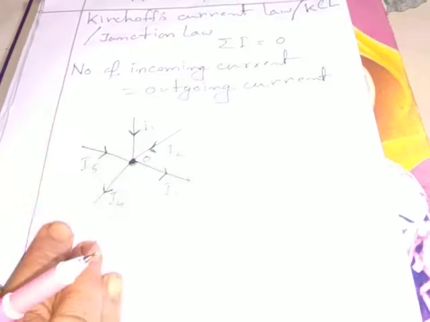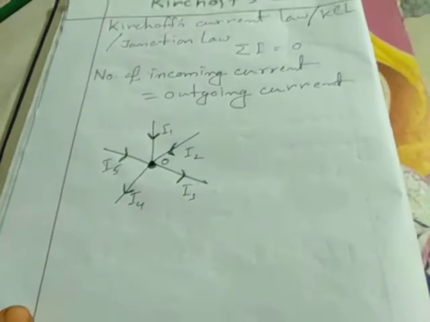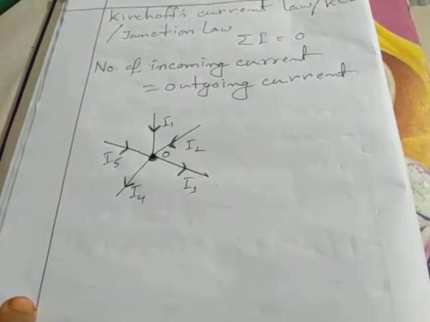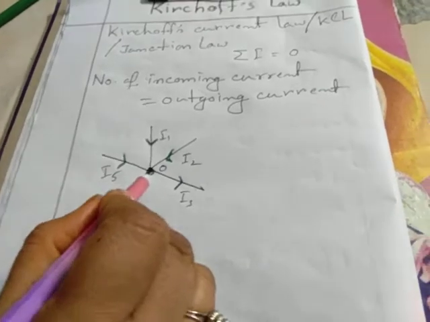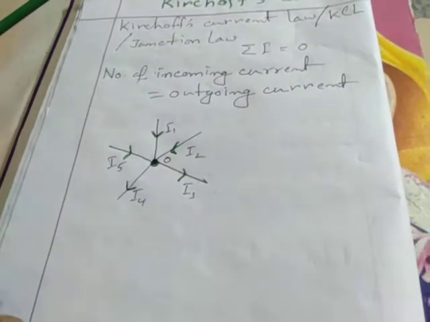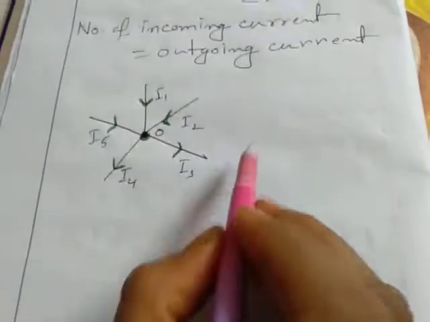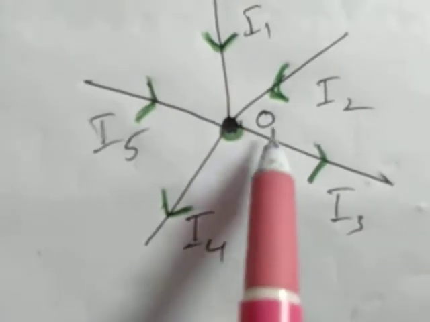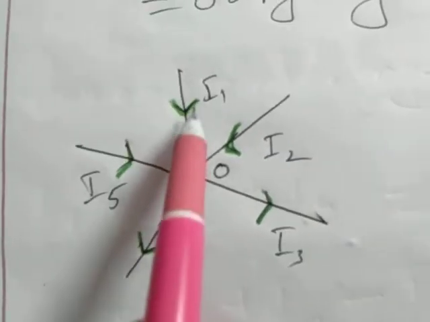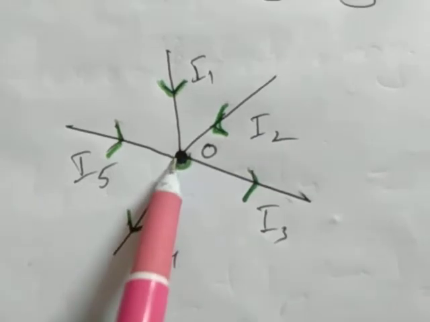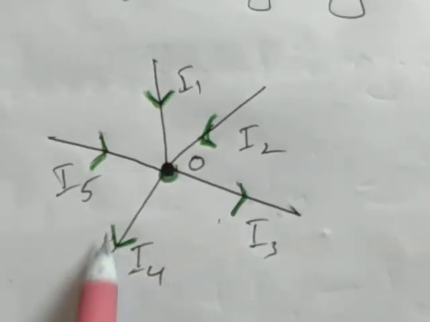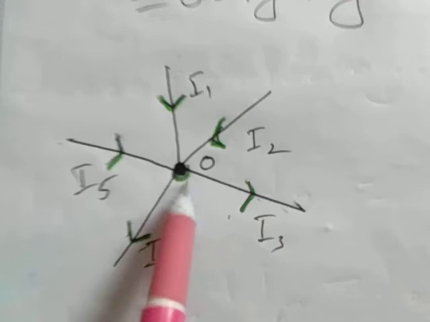So Kirchoff's first law, that means the junction law, states that the total incoming current equals the outgoing current. The current which is entering the junction equals the current leaving the junction. Look here, O is the junction. Junction means where two or more wires connect. Here we can see I1, I2, I3, I4 are connected with this junction O. By the direction, I1 is entering the junction, I2 is entering, I3 is leaving, I4 is leaving, whereas I5 is entering the junction.